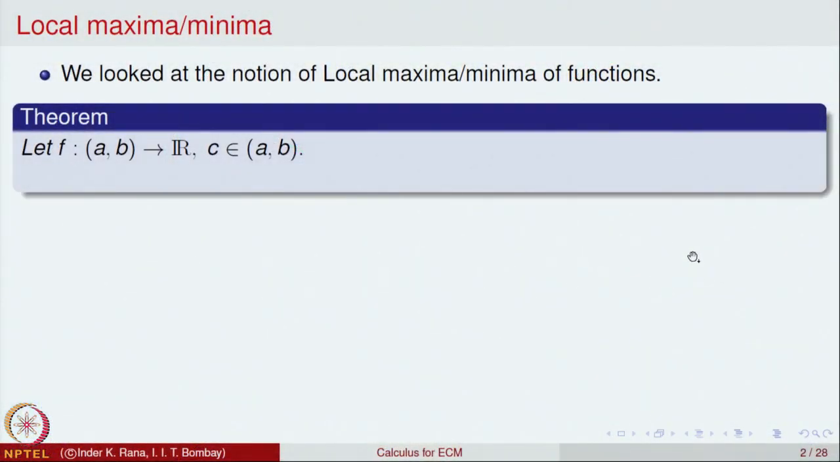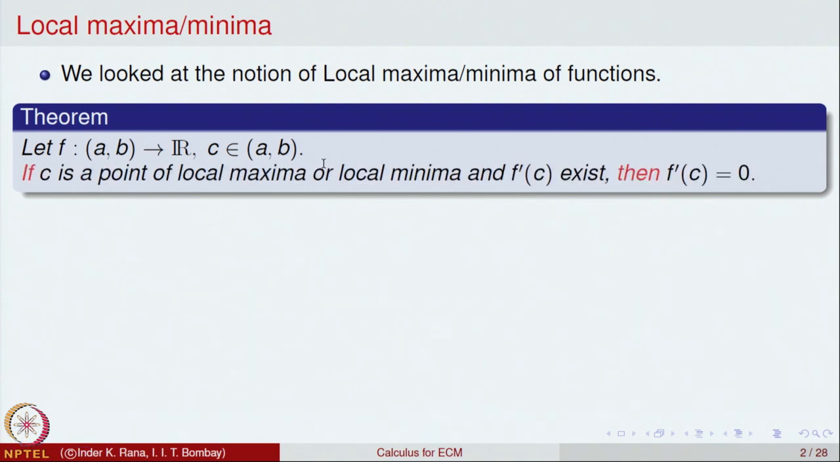So, let us start by recalling our previous lecture. In the previous lecture, we had started looking at the properties of local maxima and minima for functions of one variable. In particular, we looked at the following theorem, namely, if f is a function defined on an open interval (a, b) to R and c is a point in that open interval.